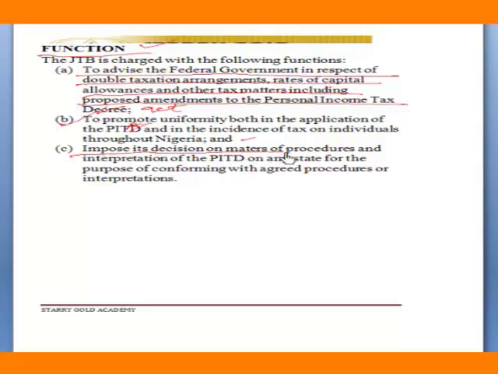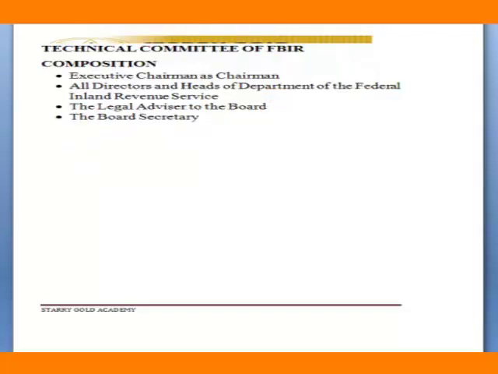Impose its decision on matters of procedures and interpretation of the Personal Income Tax Act on any state for the purpose of conforming with agreed procedure and interpretation. These are the functions of the Joint Tax Board. Let's look at the Technical Committee of the Federal Board of Inland Revenue. Composition. Who makes up this committee? See, all these committees are supposed to promote efficiency in the administration of tax in the country. They assist this board to promote efficiency.